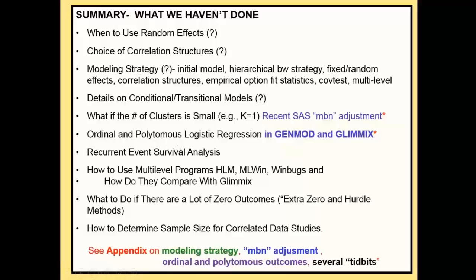Okay. Another issue on this list that we haven't talked about: we talked about quasi-likelihood and GEE and GENMOD and GLIMMIX, with some examples of how you can use GENMOD and GLIMMIX where you've got a Poisson regression model and a binary logistic regression model. But we haven't illustrated whether you could do a correlated data analysis when you have either a polytomous or an ordinal logistic regression model.